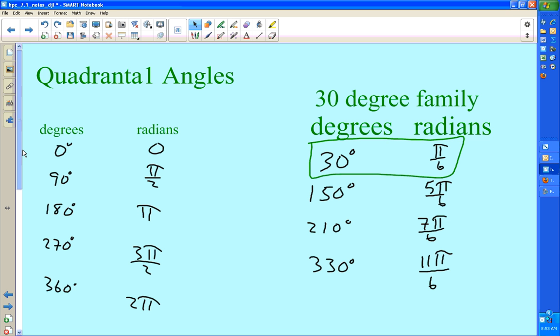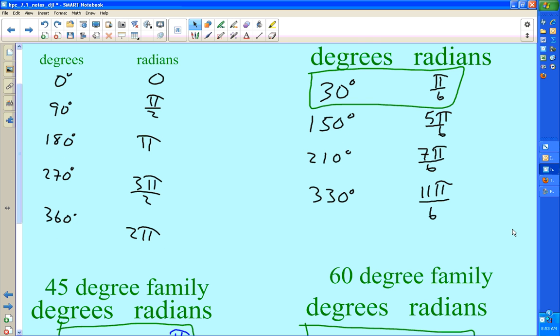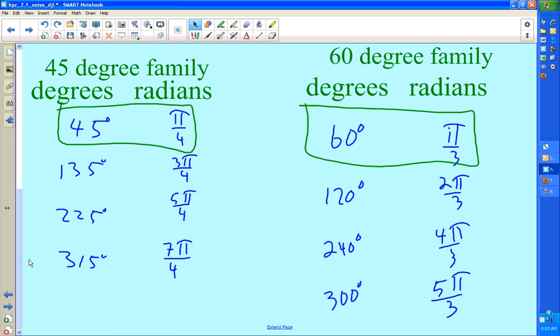These four angles are related. The reference one is in quadrant 1, 30 degrees. The 45 degree family, or pi over 4, in quadrant 1: 135, 225, 315, and in radians, 3 pi over 4, 5 pi over 4, and 7 pi over 4. If you don't know these, they're easy to find.